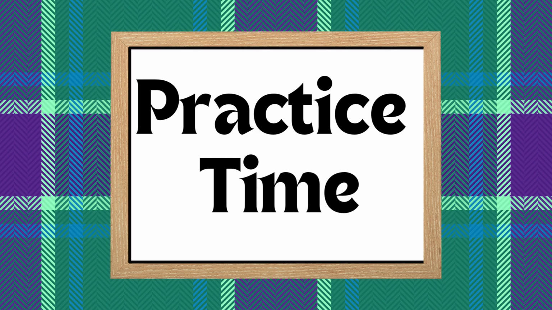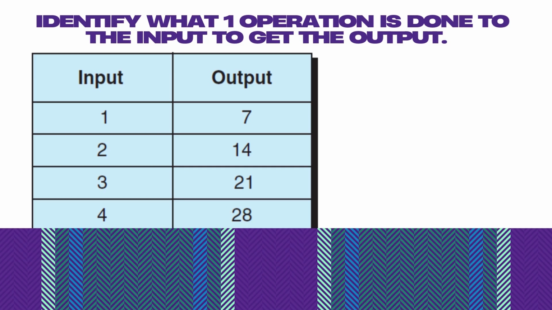It's time for some practice. Here is your first problem. Identify what one operation is done to the input to get the output. I've provided an input-output table for you. Be sure to think of our input rule, our output rule, and the pattern rule for relating the input to output. And in this case, you only need to do one operation. Pause the video and try this on your own.